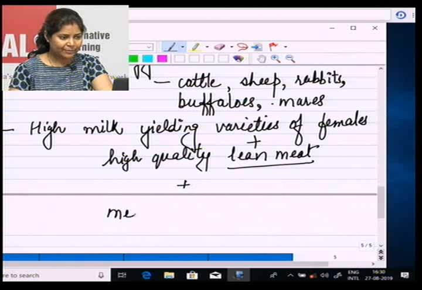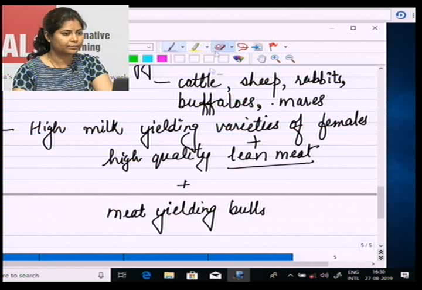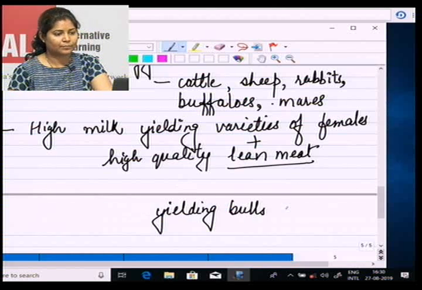Then we can have high quality lean meat yielding bulls that have been produced.